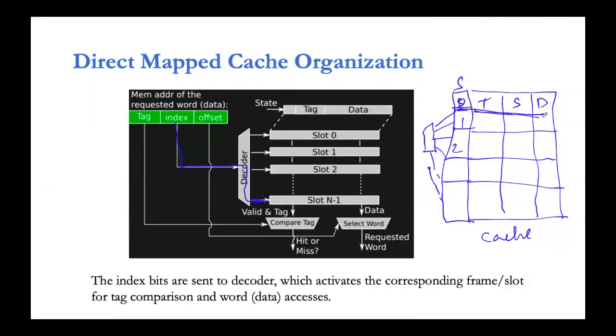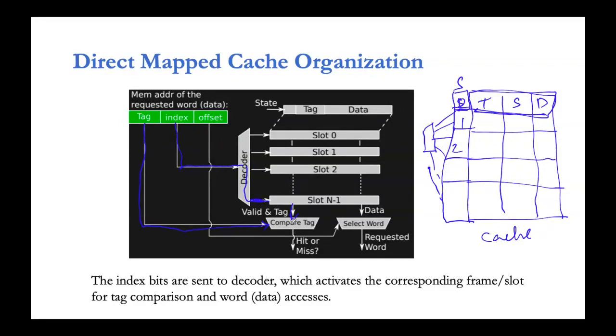Okay, so once that frame is selected, from that frame it will take the tag and give it as an input to the comparator hardware component. So the tag will be selected and given as an input to this comparator. If both are matching, then there is a hit. If not matching, then there is a miss.